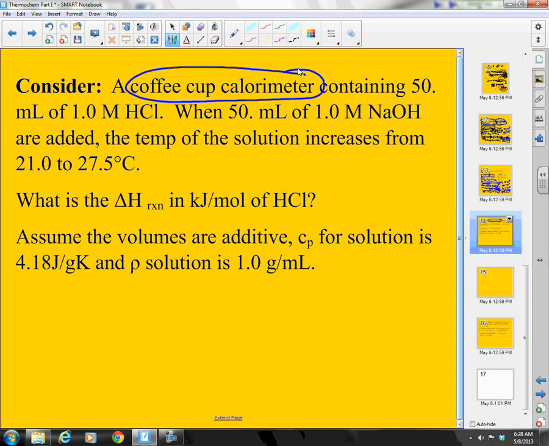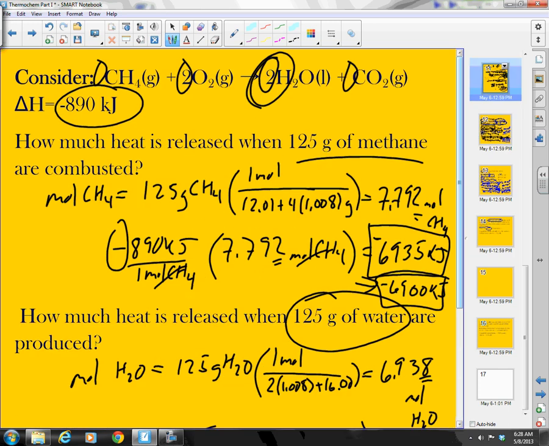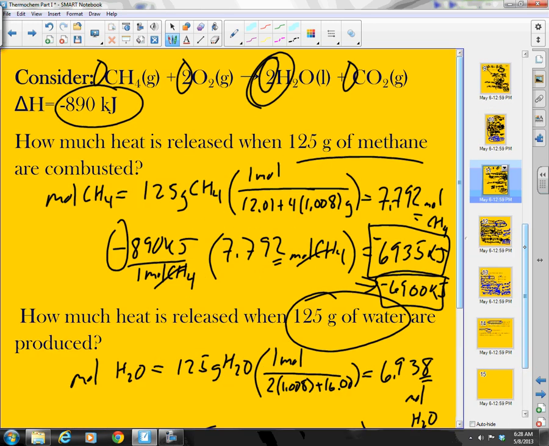So what's a coffee cup calorimeter? We have a coffee cup calorimeter containing 50 milliliters of 1 molar hydrochloric acid, and we have 50 mils of 1 molar sodium hydroxide. I have a thermometer in there, and I see that the temperature changes, and they want to know what my delta H of reaction is. We need to go back to notes. Where are my notes? Oh my gosh, I've lost my notes.